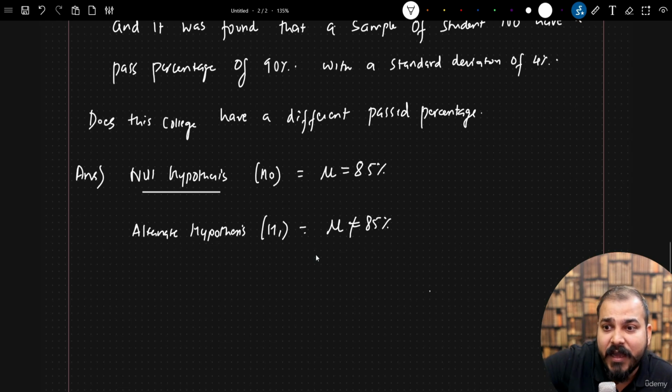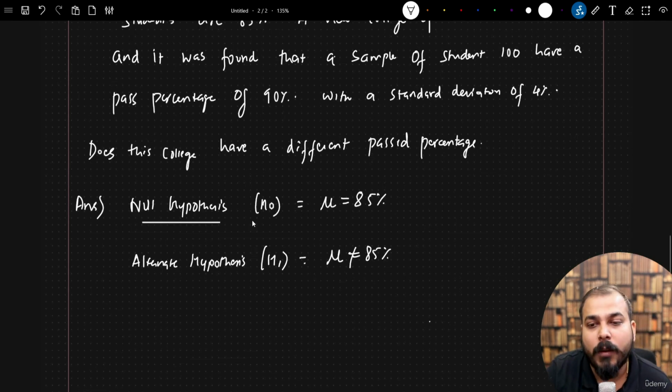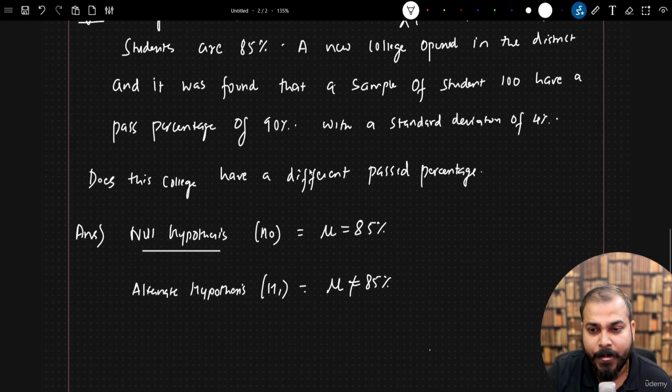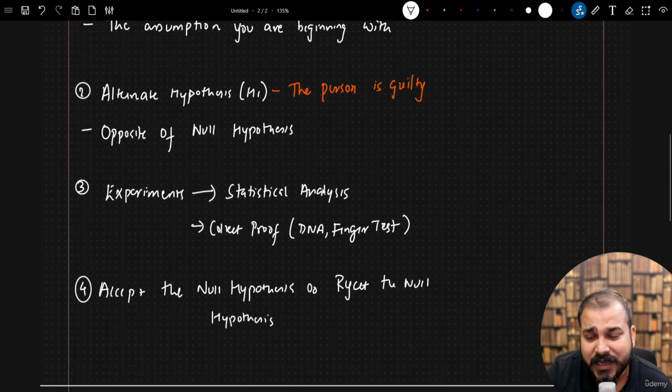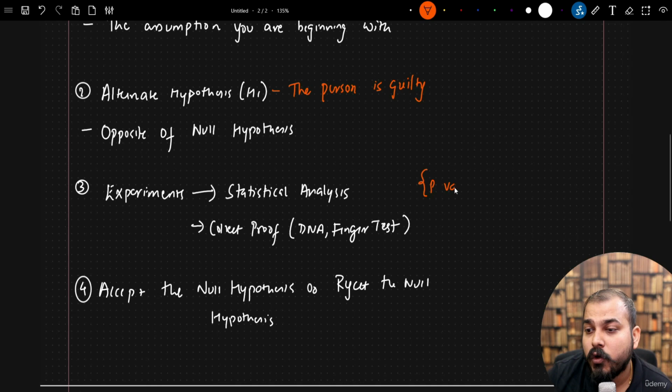It can be less than 85. It can be greater than 85. If the question was whether this college has a pass percentage greater than 85, I could have written mu is greater than or equal to 85. But this is not equal to 85. So this is how you can talk about the null hypothesis and alternate hypothesis. Now going forward, we'll talk about the experiments, because in the experiments I also need to discuss two different values: one is the p value and one is the significance value. That I will do in my next video.